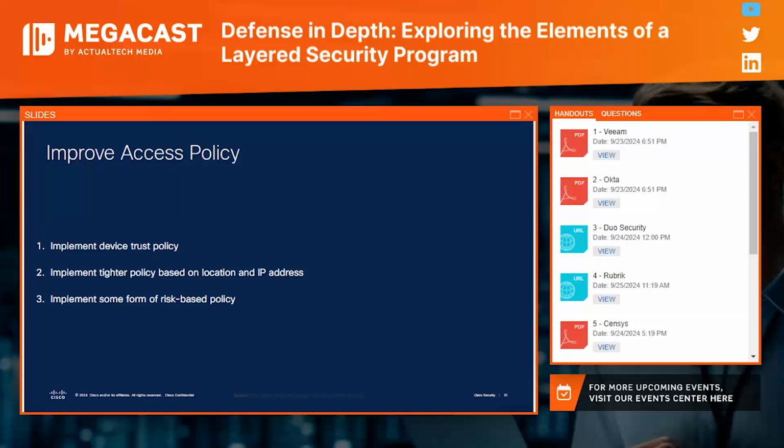Implementing tighter policy based on location and IP address. IP is notoriously hard because people can obfuscate it. But even that being said, if you don't do business in certain countries, tightening up access policy just reduces the access surface or attack surface.